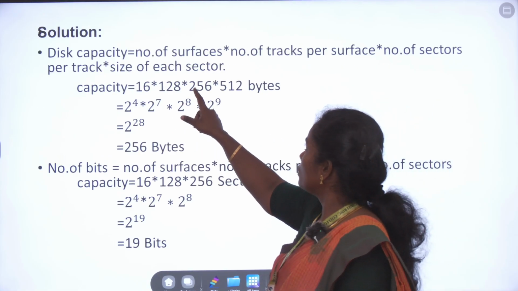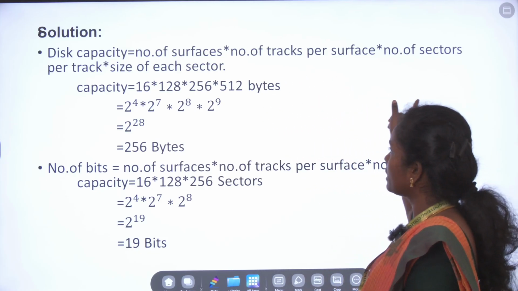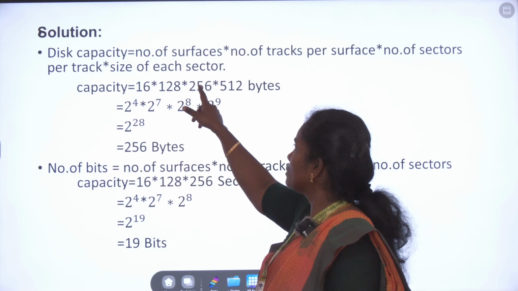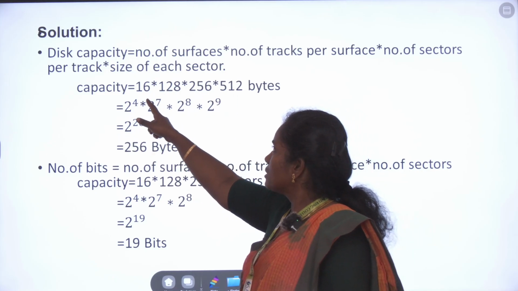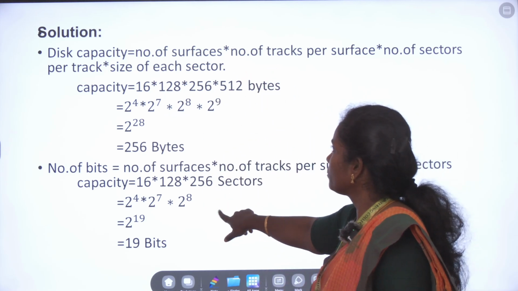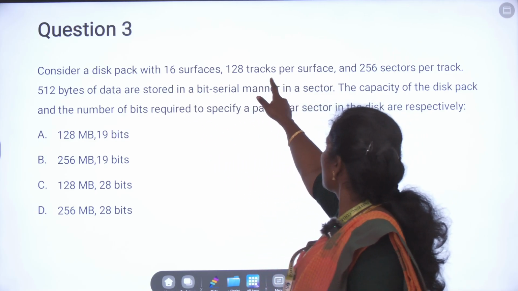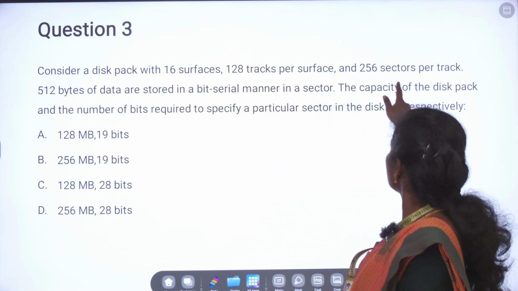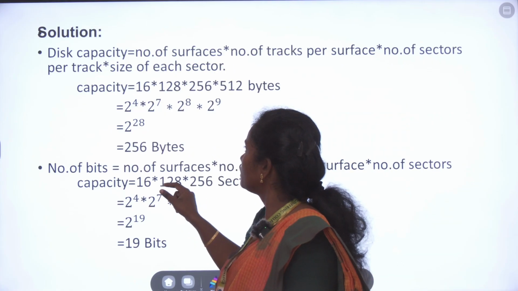Disk capacity is equal to number of surfaces into number of tracks per surface into number of sectors per track into size of each sector. We know the formula, and all the values are given in the question. The surfaces are 16, the tracks per surface are 128, and sectors per track are 256. The data stored is 512 bytes.